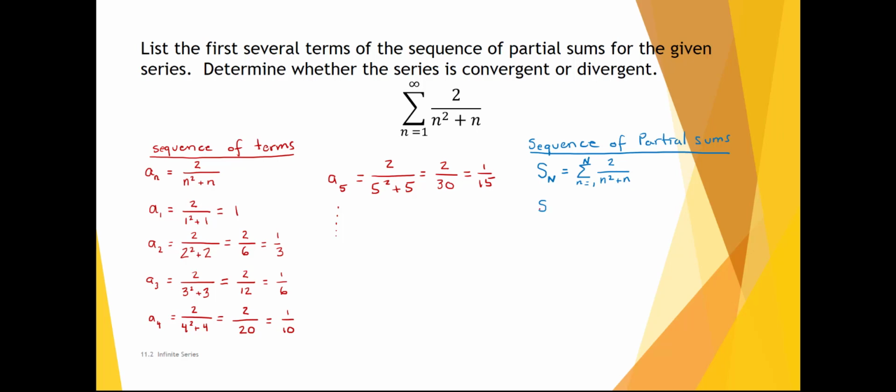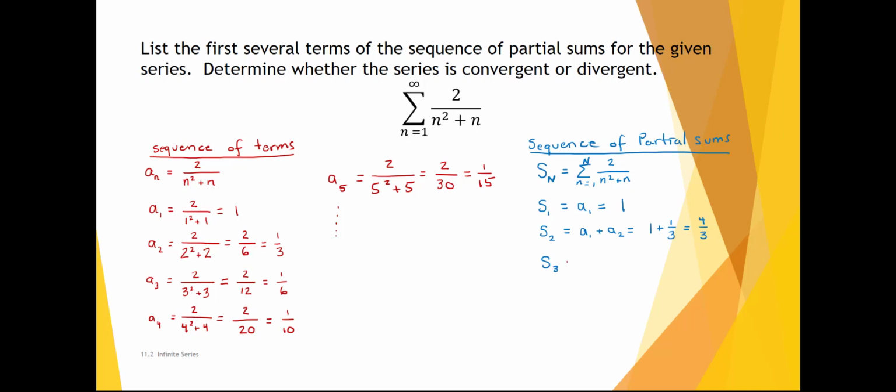So our first partial sum, s sub 1, is equal to a sub 1, which is 1. Our second term, s sub 2, is equal to a sub 1 plus a sub 2. So the sum of the first two terms, which is 1 plus 1/3, or 4/3.